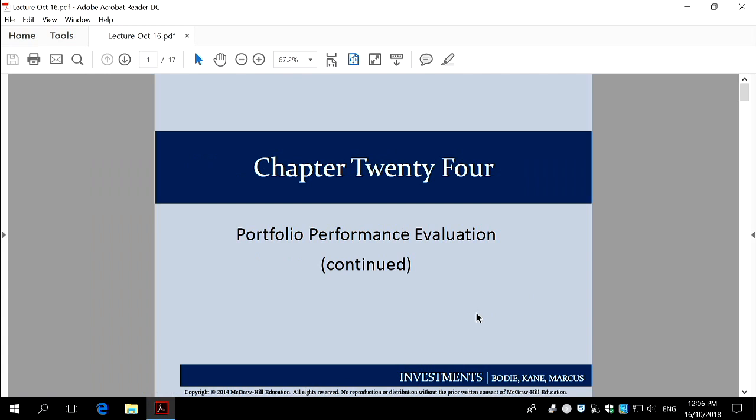All right. Today we're going to talk a little bit more related to portfolio performance evaluation. But actually, it's an independent topic. Basically, I'm going to talk about the cost of investing.